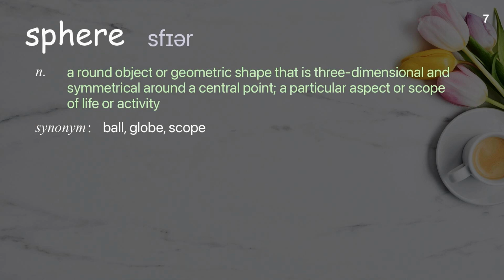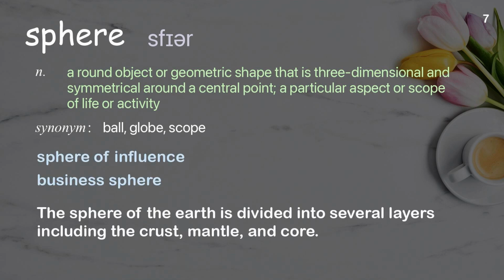Sphere. A round object or geometric shape that is three-dimensional and symmetrical around a central point, a particular aspect or scope of life or activity. Examples: Sphere of influence. Business sphere. The sphere of the Earth is divided into several layers, including the crust, mantle, and core.